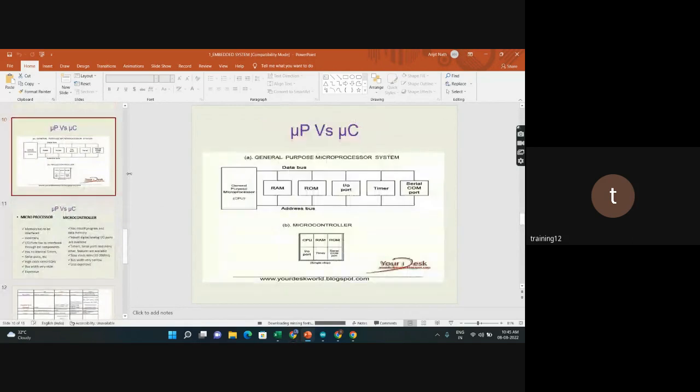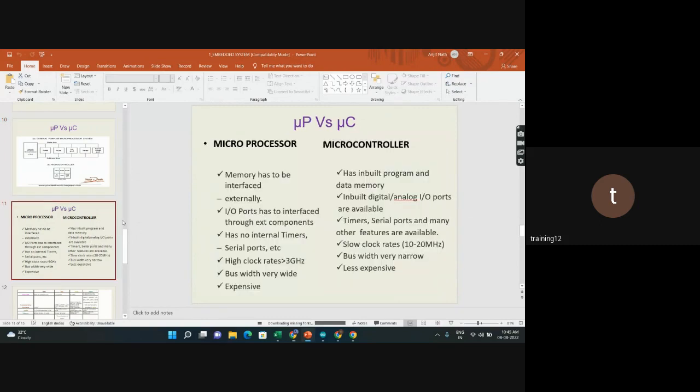Now the basic difference between the microprocessor and microcontroller. In a microprocessor, RAM, ROM, I/O port, timer, and serial communication port are connected externally. But in a microcontroller, you see here, the RAM, ROM, I/O port, timer, serial communication port, everything is on a single chip. So it is a single chip and nothing is externally connected.